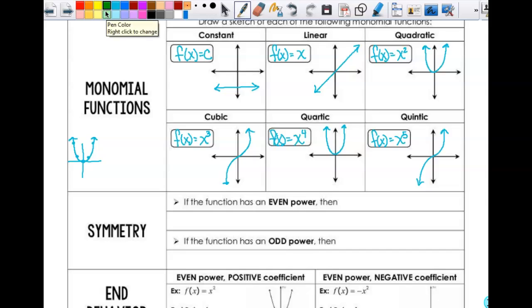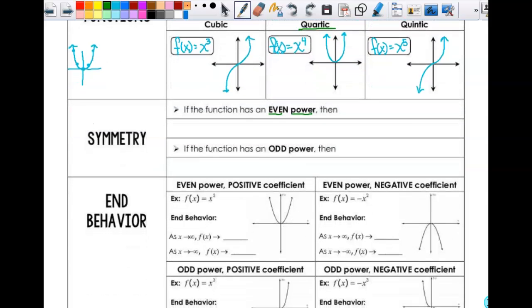If the function has an even power, so our even powers being the quadratic and the quartic on here, if that is true, then if the function has an even power, then it is symmetric to the y-axis. Okay? If we have an even-powered power function, it's symmetric to the y-axis every time.